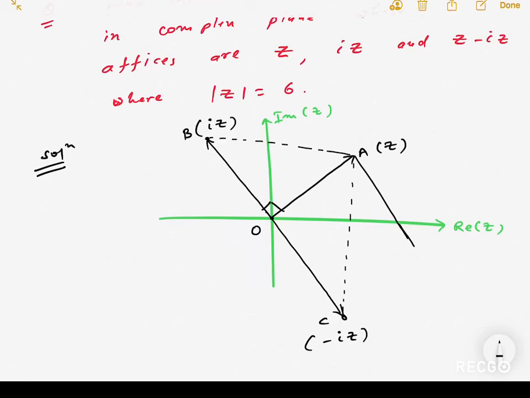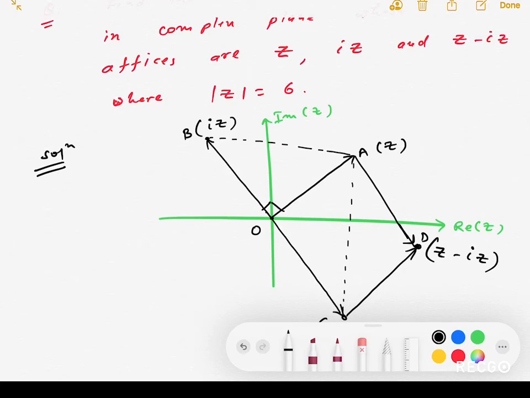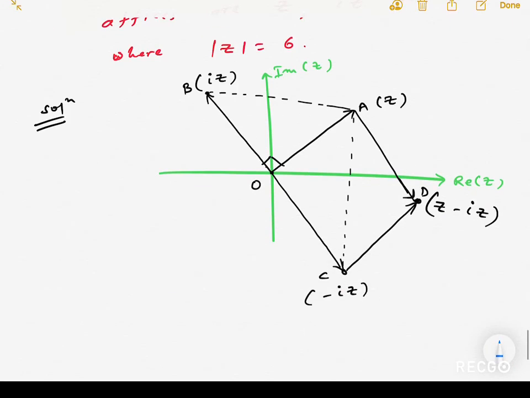If I complete the parallelogram in this case, then the new position is in fact the resultant of the vectors z and minus iota z, which means z minus iota z. So the affix of the new point after completing the parallelogram is z minus iota z, because this is the resultant of the vectors z and minus iota z. So the new vector, I am drawing it with dotted line. So the new vector shall have the corresponding affix as z minus iota z. So let's first draw it. So drawing now, see here.